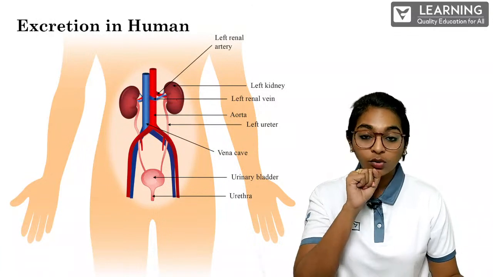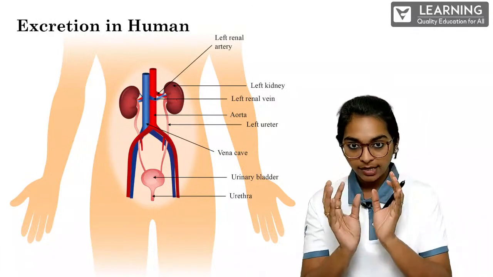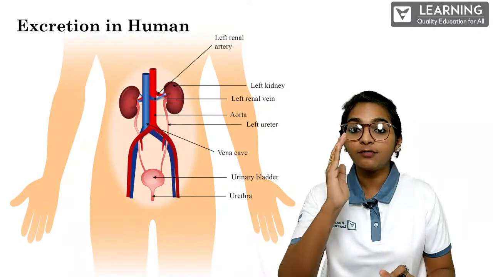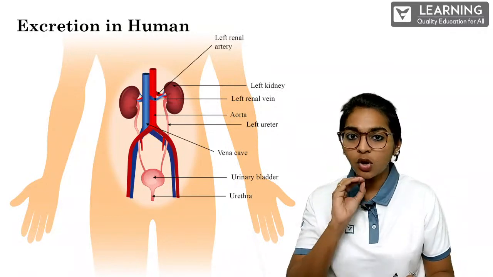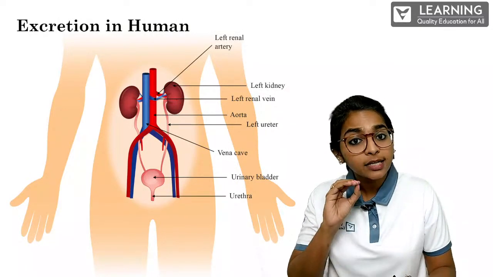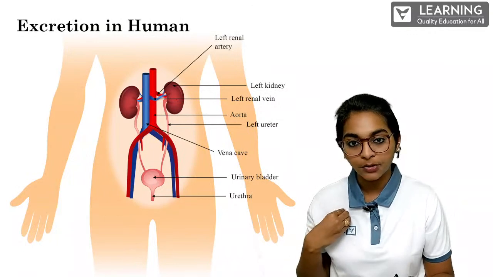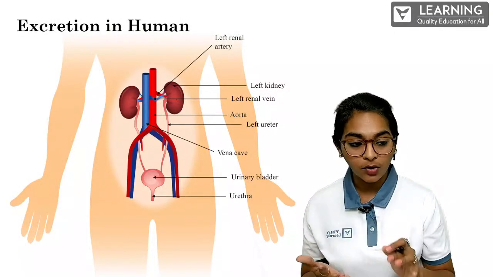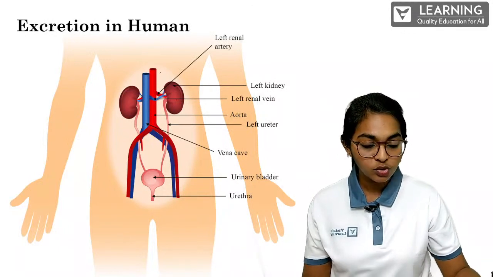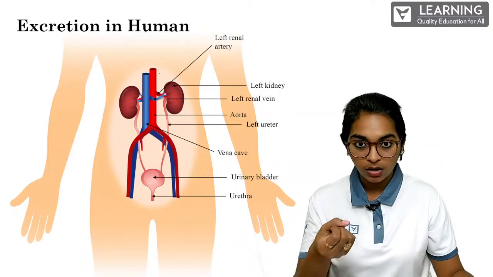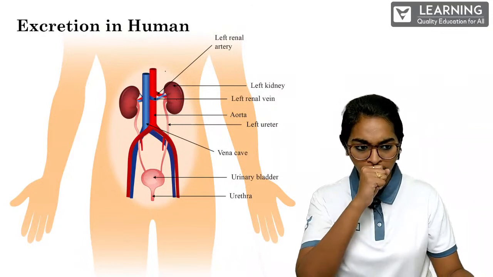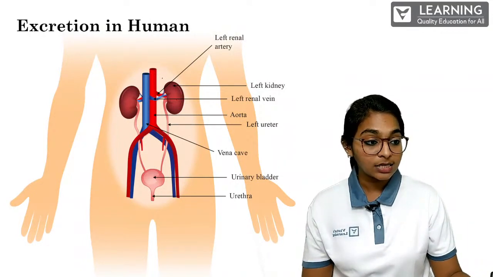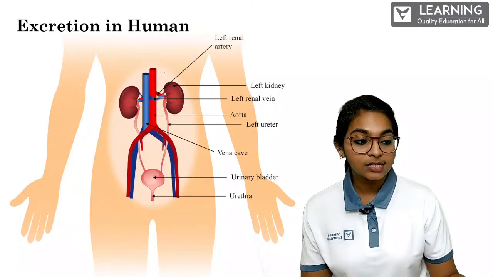Is that clear? So for that, this entire kidney gets the direct supply from the heart. Certain major organs get the direct supply of blood from the heart: the brain, kidneys, lungs, all these are very, very important organs. So here, can you see these two very thick blood vessels? One is a renal artery and the other is a renal vein.